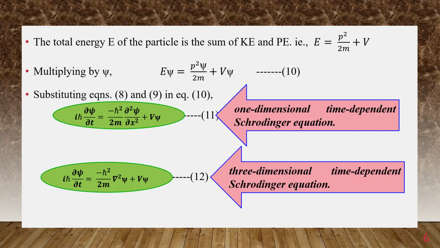Instead of taking all three position terms x, y, z, I can write in general as I h cross dou psi by dou t is equal to minus h cross square by 2m into del square psi plus V psi. Instead of dou square psi by dou x square plus dou square psi by dou y square plus dou square psi by dou z square, I can write generally del square. So this equation 12 is the three-dimensional time-independent Schrodinger equation. So I hope time-independent Schrodinger is clear for all of you. Thank you for watching.